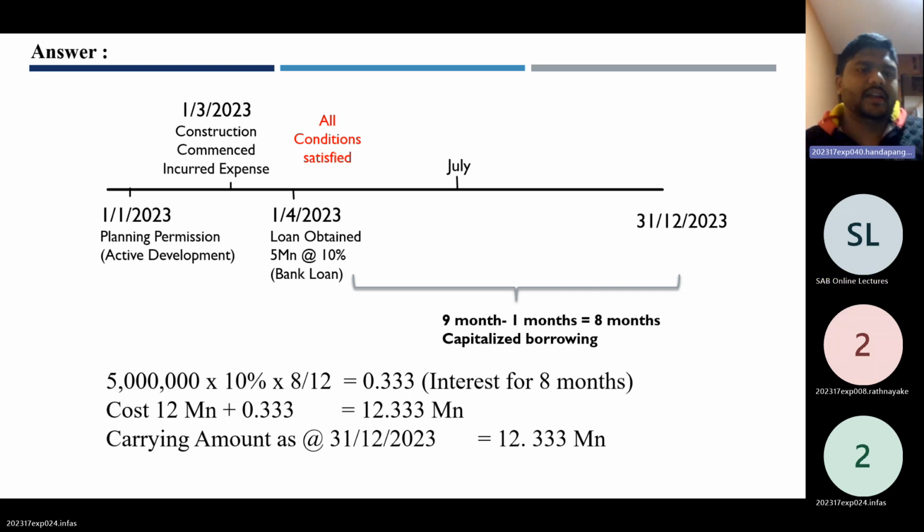In this LKAS 23, the disclosure requirements in the financial statements are: we should disclose the accounting policy adopted for the borrowing cost, the amount of borrowing cost capitalized during the period, and the capitalization rate we have used. These three we have to disclose in our financial statements.